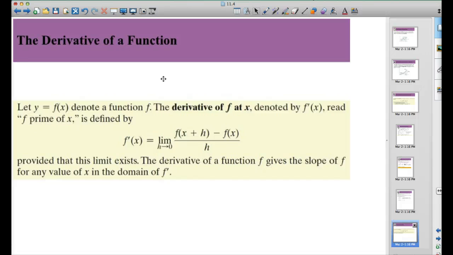Now, this formula that we talked about for finding the slope at a point has many names. Let y equal f of x denote a function f. The derivative of f at x, denoted by f prime of x, is defined by the same function, but instead of using a, use x, provided that the limit exists. The derivative of a function f gives the slope of f at any value of x in the domain of f prime. Now we'll be careful on this. We're going to mainly be doing basic derivatives to start with, but there's more to a derivative than this, but we have to start with the basics as we go through this.